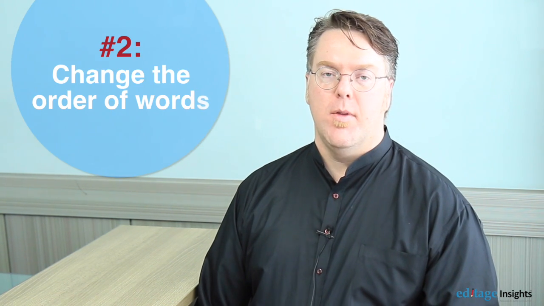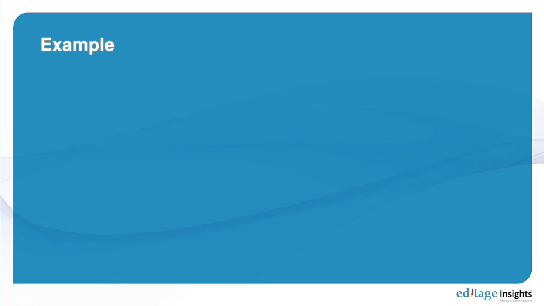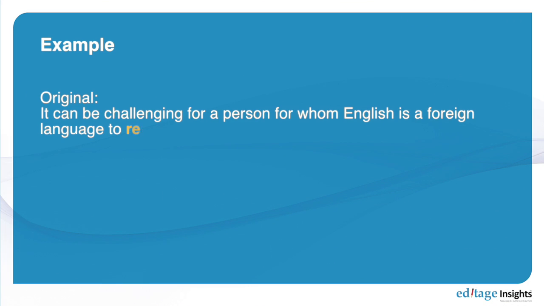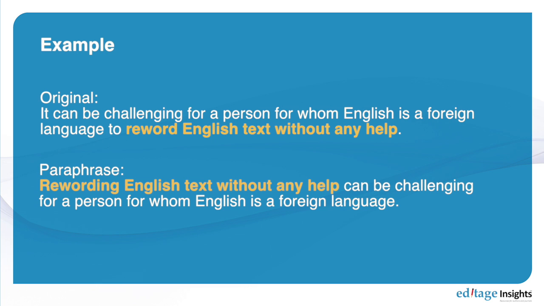Number 2, you can change the order of the words. Using the example that we've already paraphrased, the original is, it can be challenging for a person for whom English is a foreign language to reword English text without any help. The paraphrase then becomes, rewording English text without any help can be challenging for a person for whom English is a foreign language. We've flipped the text.